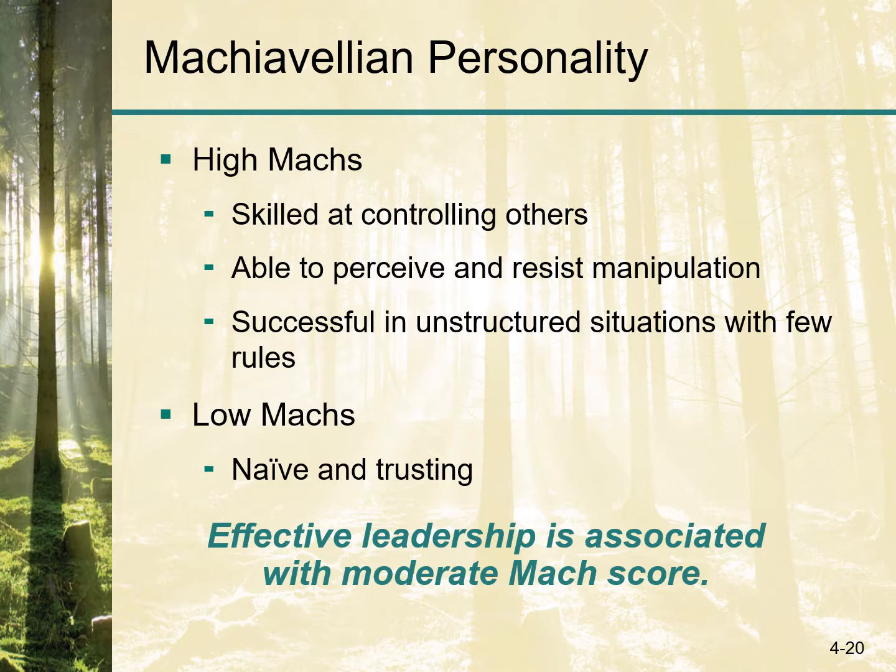And so a high Mach is going to be someone who believes the end justifies the means. Which means, of course, that you can do anything you want to do, or you should do anything that you can and want to do, to get to the end point that you want to get to. Practically speaking, it means the three bullet points you see here. High Machs are very good at controlling other people. They resist being controlled, and they know when somebody's trying to control them.